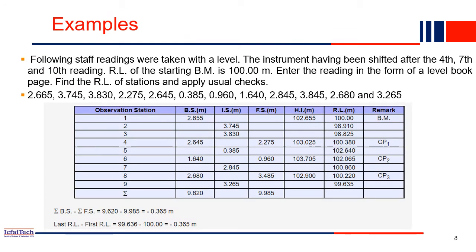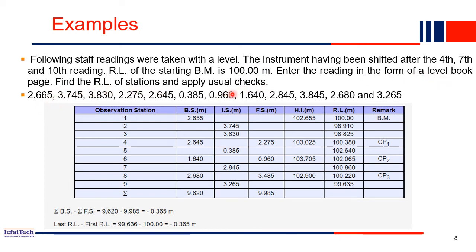Now let's solve a quick example of this profile leveling. So what is given in the question? Following are the staff readings taken with a level. Level means you can consider a dumpy level, or auto level, or a total station, any instrument level. The instrument was shifted after the 4th, 7th and 10th reading. The RL of the benchmark is given as 100 meter. Enter the readings in the form of a level book page and find the RL of the stations, using the line of collimation (LJ) method.